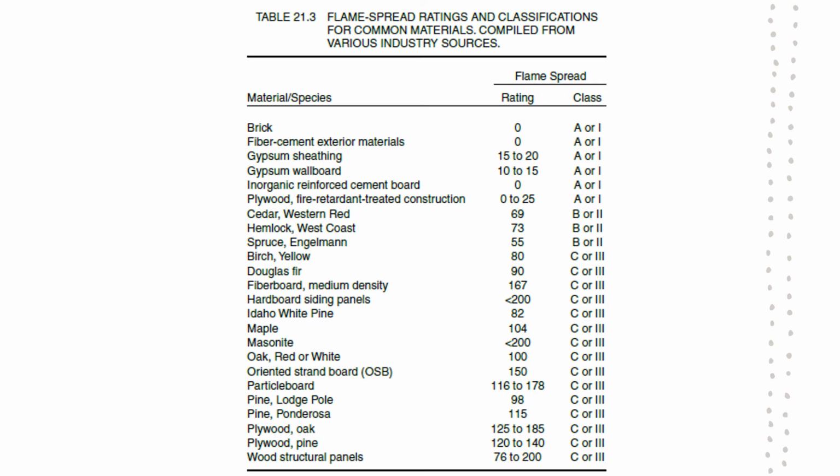So in this table, we have the different kinds of materials or constructions and their flame spread rating and their class. As you can see, brick has a flame rating of 0, and it is of class A or 1, and we have the weakest material against fire, which is wood structural panels with a rating of 76 to 200.